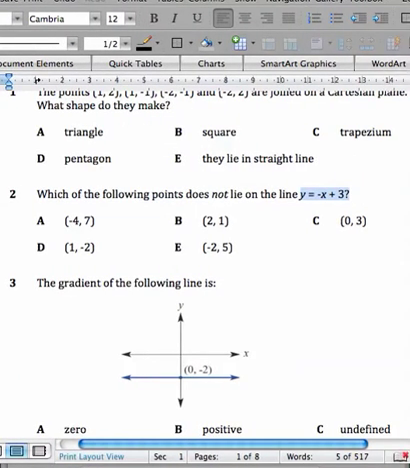Okay, we've got B is when x is 2 and y is 1. Now you can do this mentally. You don't have to show working out because it is a multiple choice question. If you can't do it mentally, then just use working out. Let's do another example with working out.